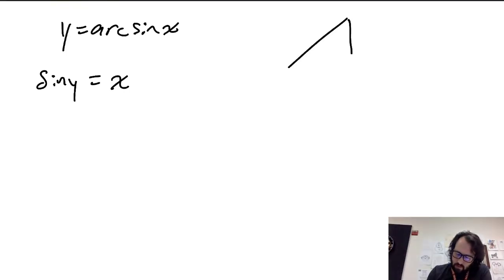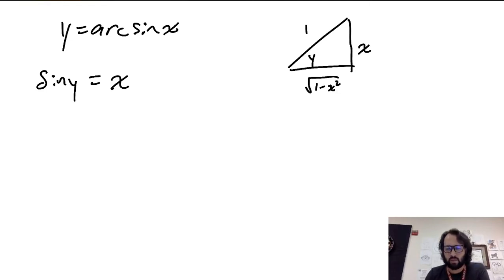So what I also like to do is say, if I have a triangle, then sine is opposite over hypotenuse. And I can use the Pythagorean theorem to find out that my last side is the square root of 1 minus x squared. This will come into play in just a little bit.